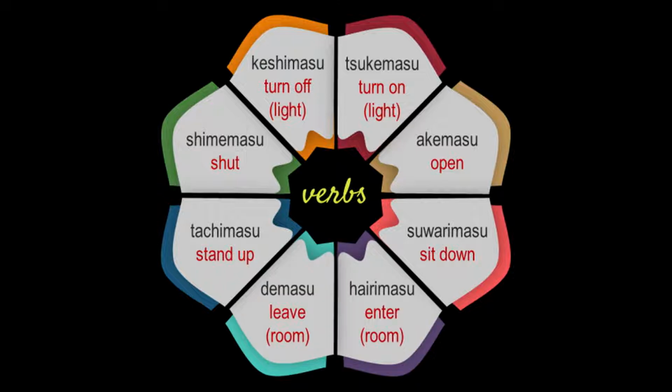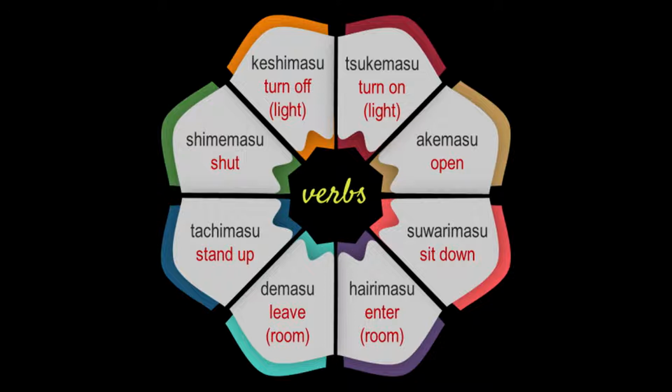Say for example a room. Its te form is haitte, and by adding kudasai to it, we will get haitte kudasai, which means please enter or please come in. Next is demasu, which means to leave or go out. Say for example a room. Its te form is dete, and by adding kudasai to it, we will get dete kudasai, which means please leave or please go out. This can be impolite, so please be careful when you use this expression.